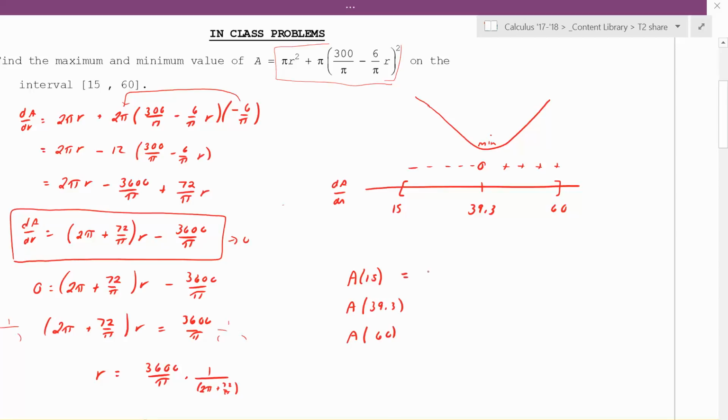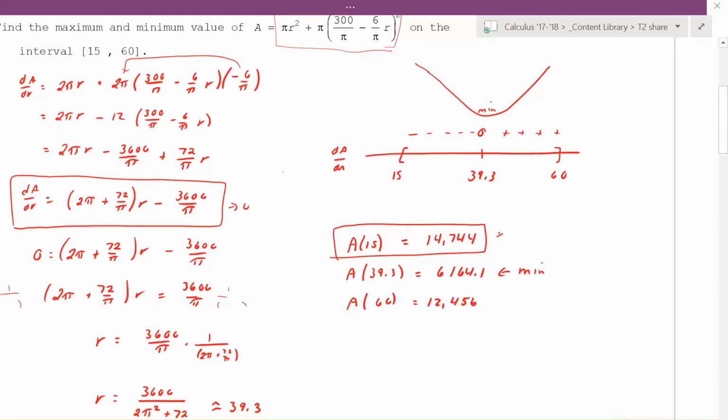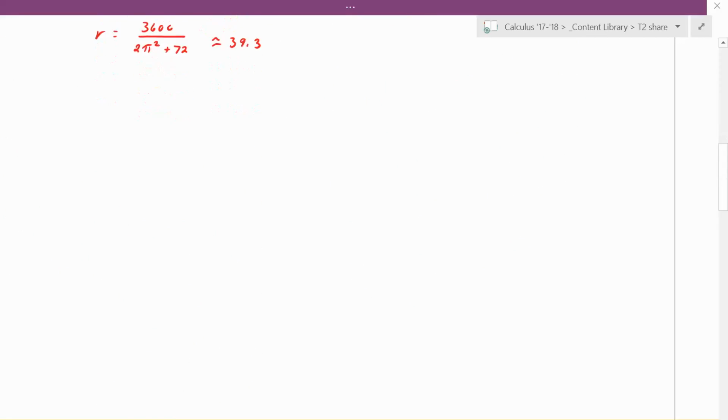A at 15, I get 14,744. At 39.3, we get 6164. And at 60, 12,456. So this is my minimum, which I knew from my sign chart. And my maximum is this, because 14,000 is bigger than 12,000. So my maximum, when R is 15, the A value is 14,744. That was a pretty ugly problem.